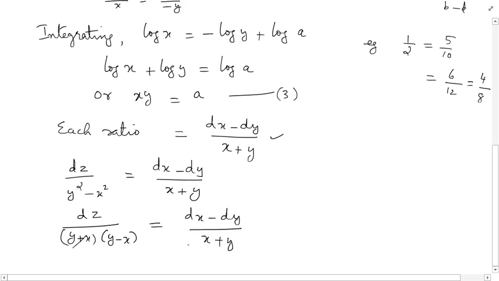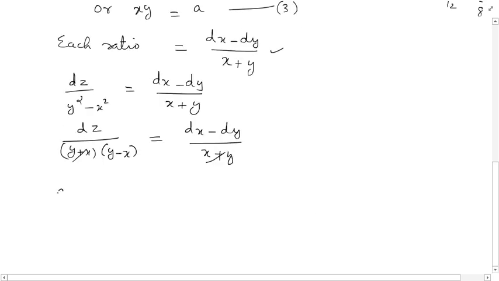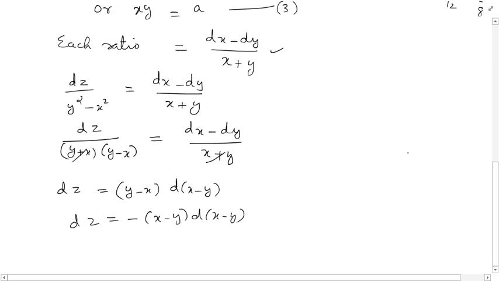We can cancel these two terms and now we can write this as dz is equal to y minus x into dx minus dy, or this is equal to minus x minus y into d of x minus y. So now you know that integral x dx is x square by 2. Therefore, what will be the integral of x minus y into d of x minus y? That will be x minus y the whole square by 2. So that we can integrate this equation.